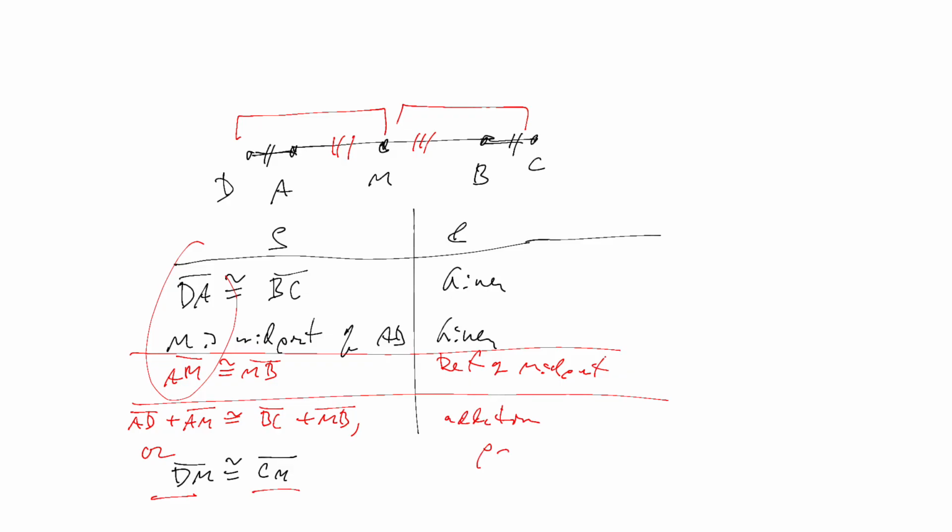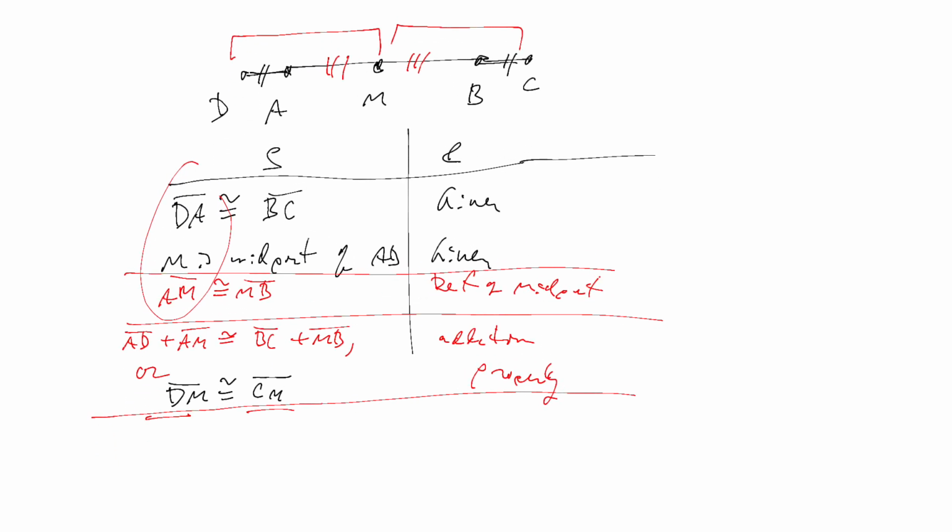So, addition property. And we could even go one more step. They didn't ask us to, but we could. We can then say M is the midpoint of DC. It was given M was the midpoint of AB, but now that I've shown that DM is congruent to MC, I can say M is the midpoint of DC, definition of midpoint.